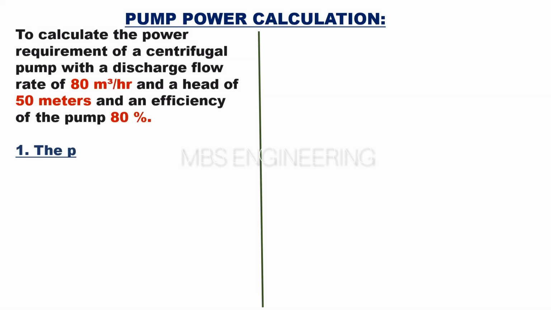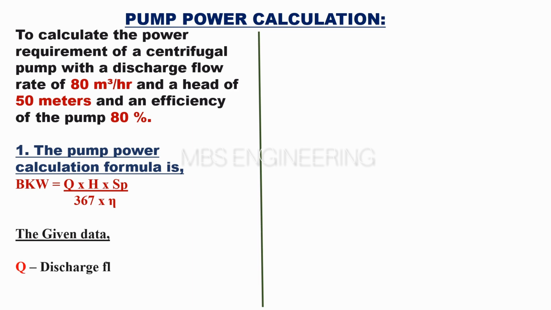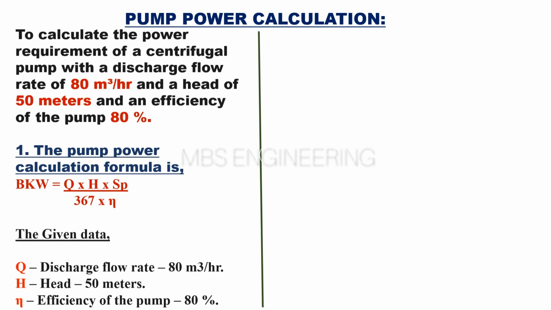The pump power calculation formula is BKW equals Q into H into specific gravity, and the obtained value is divided by 367 into eta. Next, the given data. Q is the discharge flow rate, 80 cubic meters per hour. H is the head, 50 meters. Eta is the efficiency of the pump, 80%.